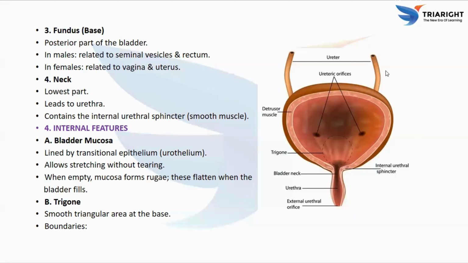And in this picture, you can find this trigone, bladder neck, urethra, the external urethral orifice and internal urethral sphincter. So these are the two ureteric orifices, right? And the second layer is the detrusor muscle, which is smooth muscle, and which has a voluntary action.